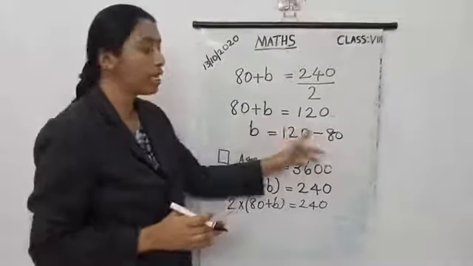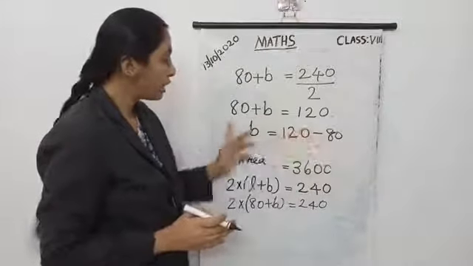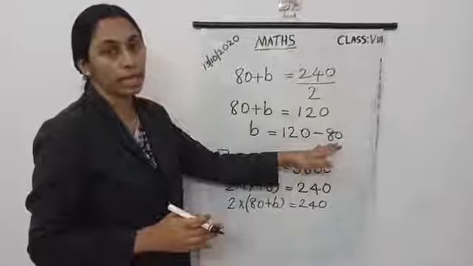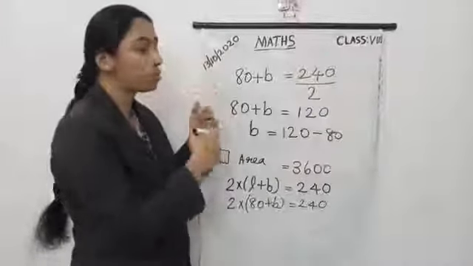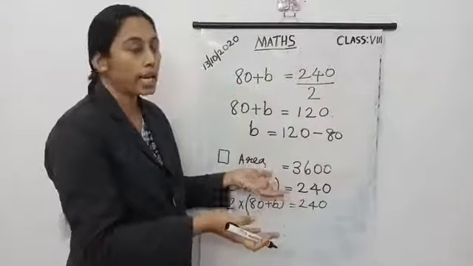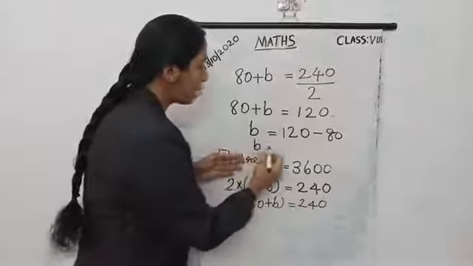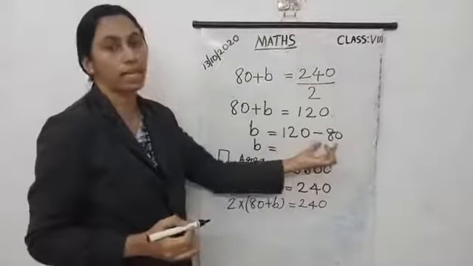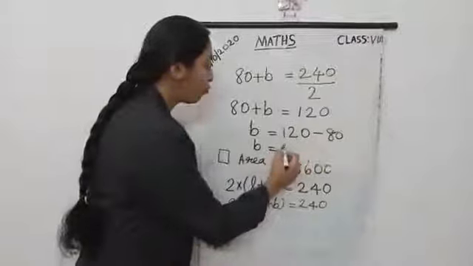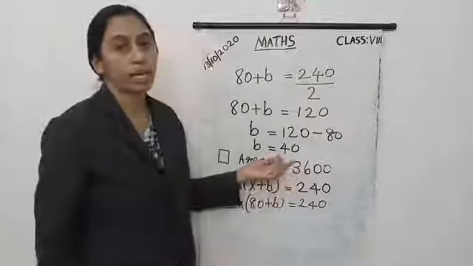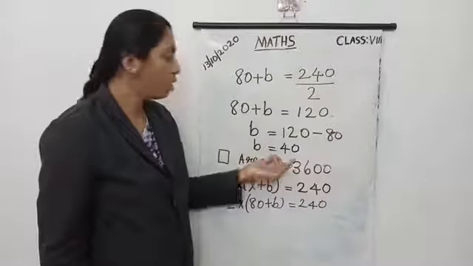80 and 120 are constants. So we transpose this to the right hand side. Here this is a positive number, so on the other side it becomes negative. So B is equal to 120 minus 80. We get 40. So the breadth of the rectangle is 40.